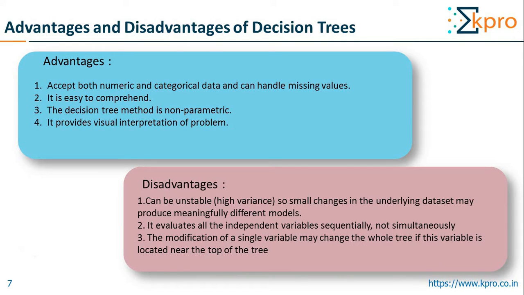Among the disadvantages of the decision tree, the most prominent one is this: these models can have high variance, which means a small change in a dataset can produce an entirely different result. It evaluates the variables one by one sequentially, not simultaneously, which means if we want to make changes somewhere, we have to do it one by one. We can't make the changes all at a time. Also, if we make small changes in a variable which is closer to the root of the decision tree, then it can impact the final outcome adversely.